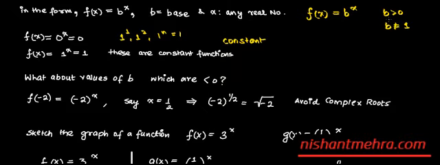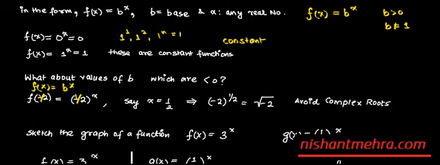So b has to be greater than 0 and b not equal to 1. Why are we not even considering b less than 0? Say, for example, if you have b less than 0... oh, this is wrong actually, I've written it wrong. It should be f(x) = b^x. You can't write this, it is only reserved for x. It should be 1 by 2 only.